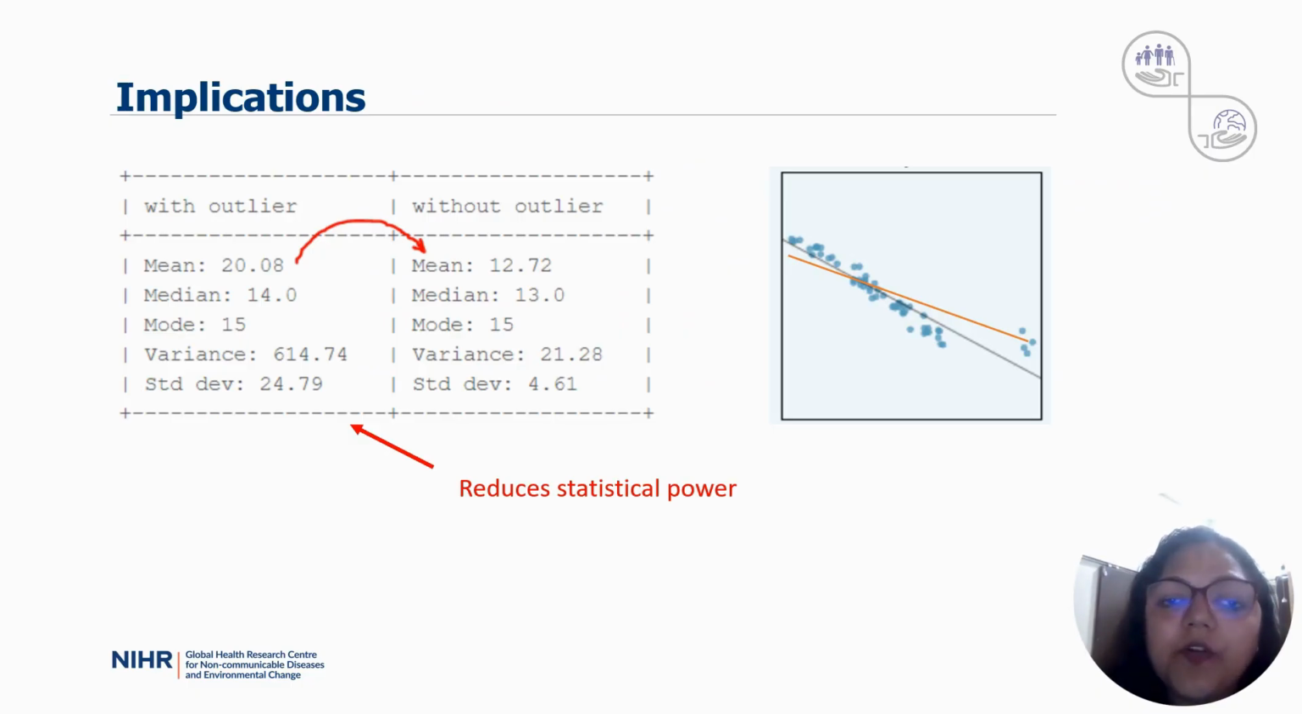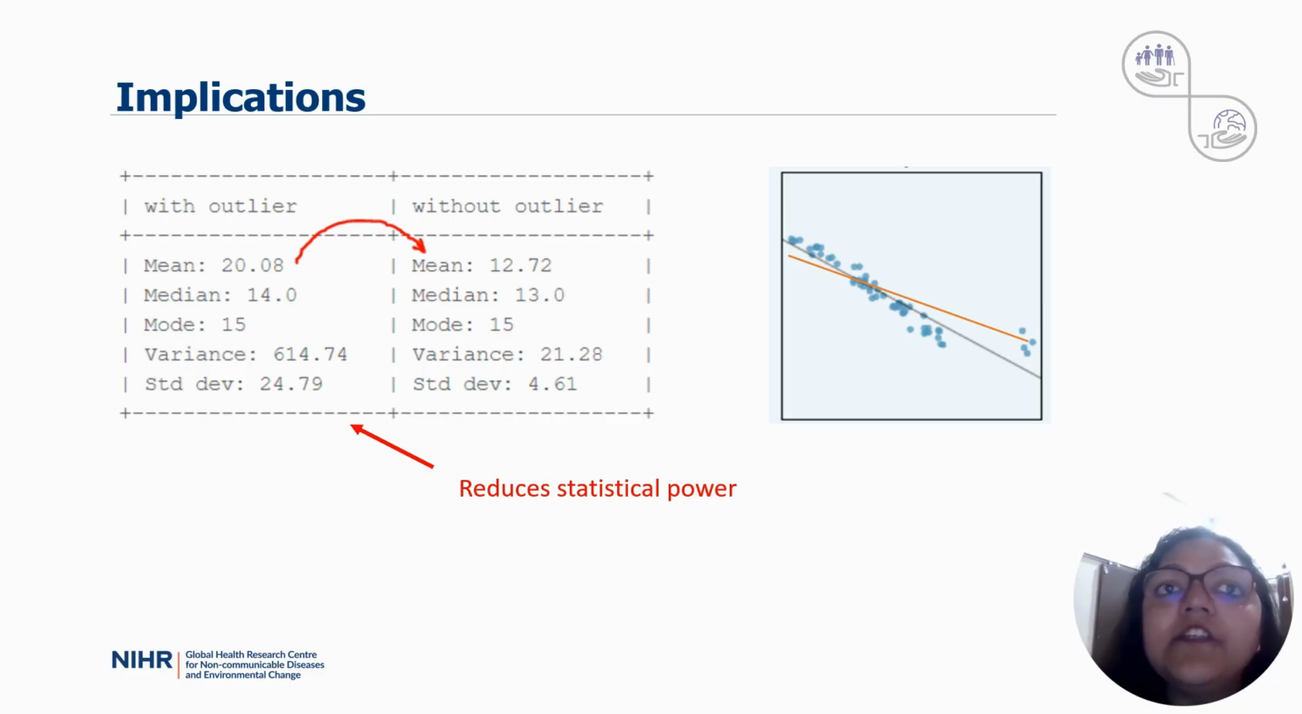The presence of outliers has implications on the summary measures that we use and also other statistical analysis that we perform. The figure on the left shows summary measures for an outcome variable calculated with and without the presence of outliers. With outliers, we see that the mean is 20.08, and without outliers, the mean reduces considerably to 12.72.